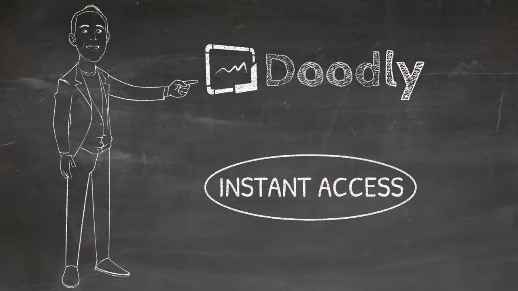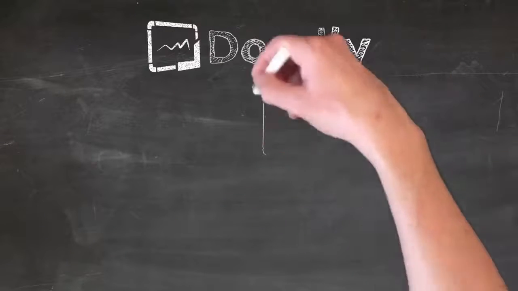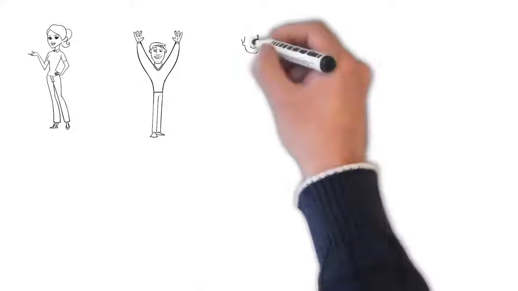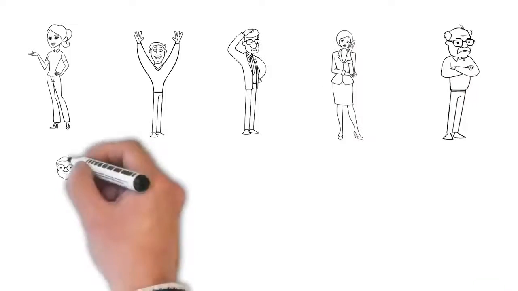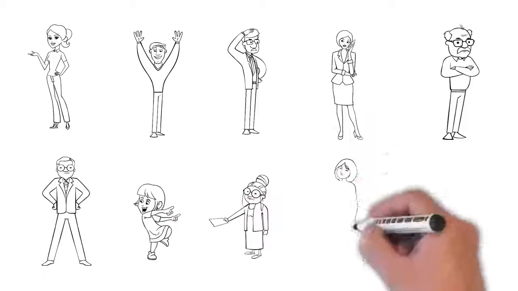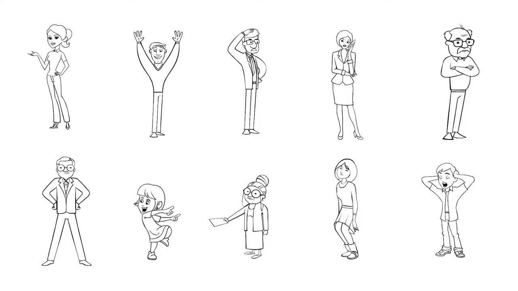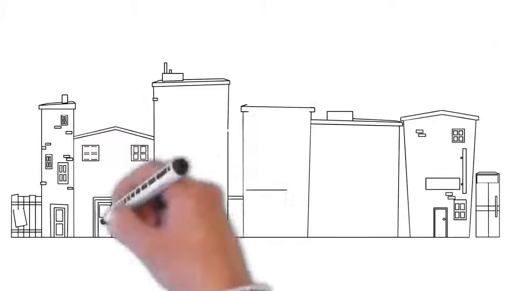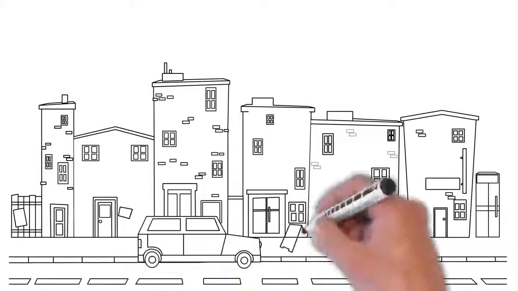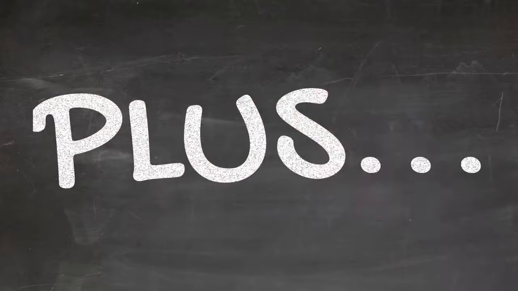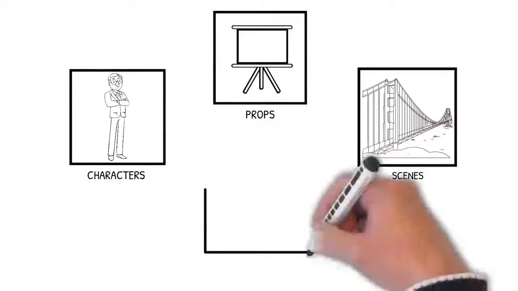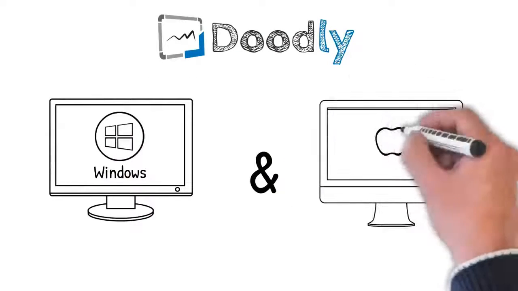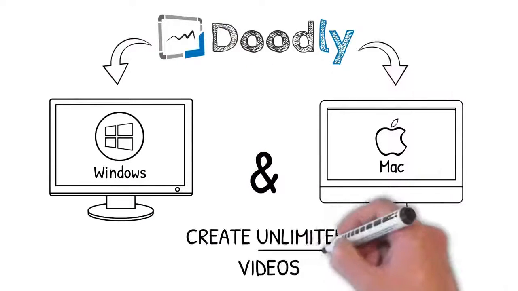Today, we want to offer you instant access to Doodly. We're going to give you the software that made this exact video that you're watching right now. Plus, we're going to load the software with 10 different characters like this, each with 20 different poses as you're seeing here, over 200 different props like these, and we'll even include fully done-for-you scenes like these. Plus, we're even going to allow you to upload your own images as well. This software is desktop based, so it'll work on your Mac or PC, and you can create an unlimited number of personal videos for your marketing.